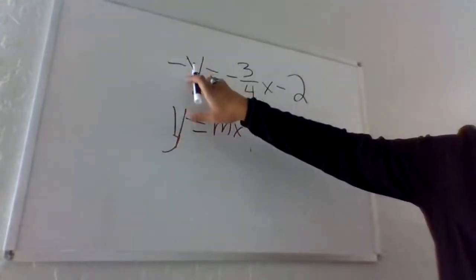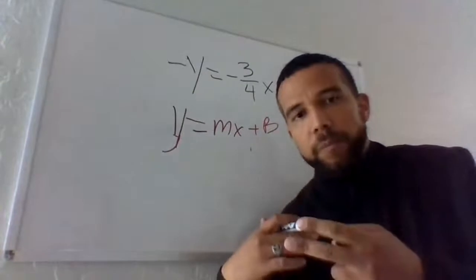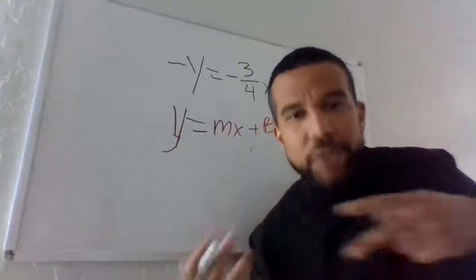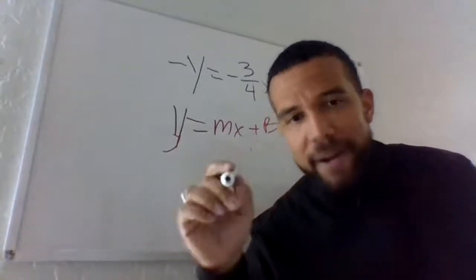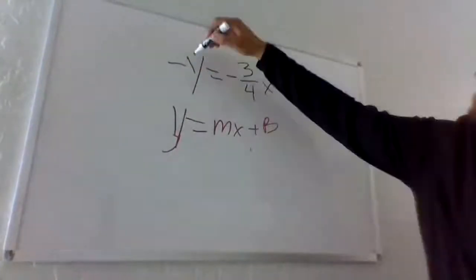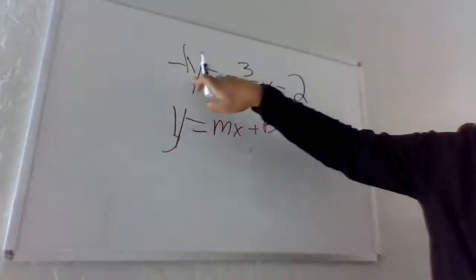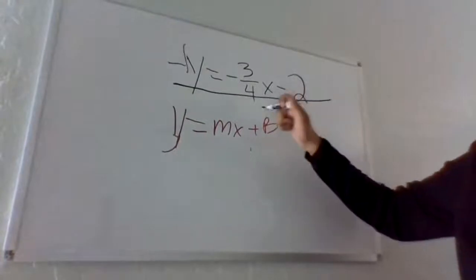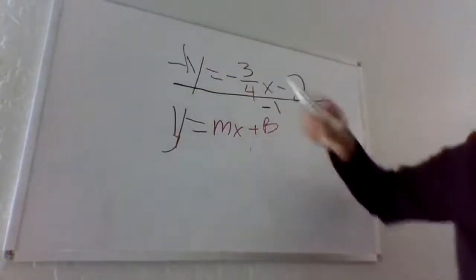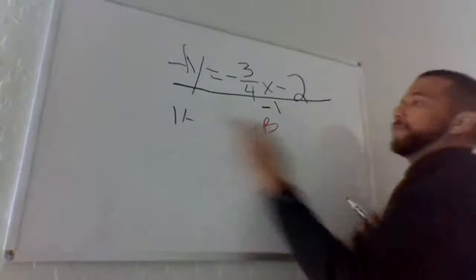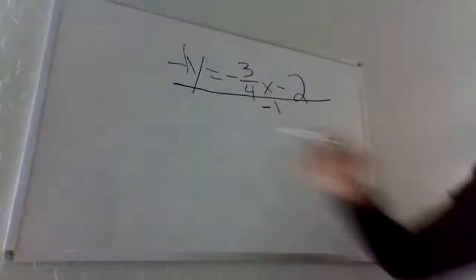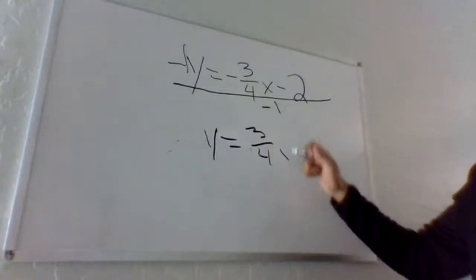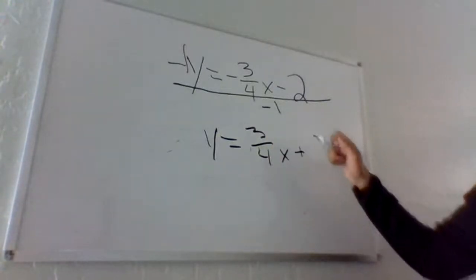I want to get rid of this negative 1, right? Think about when we're working with algebra and we're doing those opposite equations, the inverse operations. I always want to get rid of something, right? Well, I have a negative 1y here. I can't have that. So I have to divide the whole thing by negative 1. Now, that's going to give me y equals positive 3/4 x plus 2.